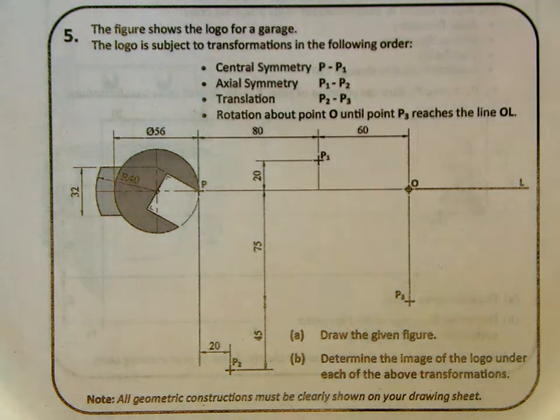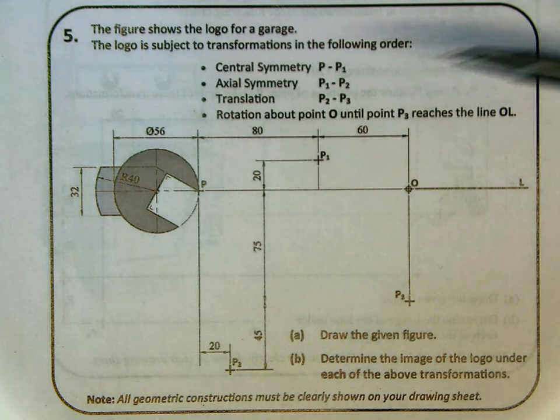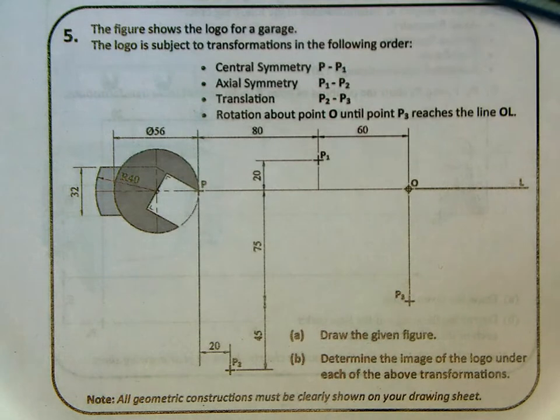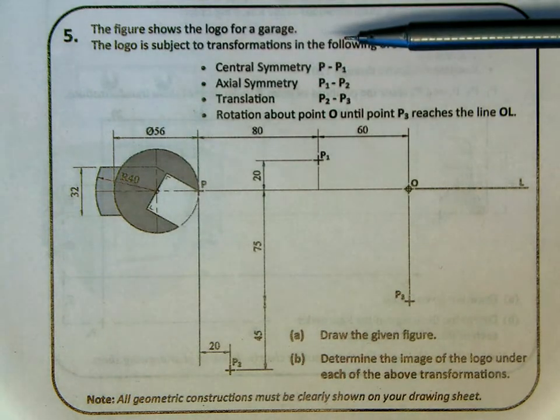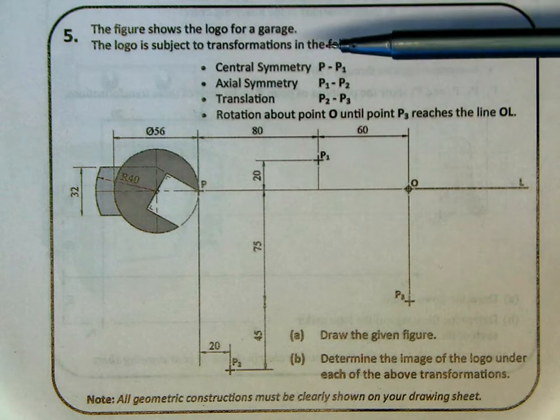Okay, so we are looking at the 2017 Transformation Geometry question, question 5. So the first thing we're going to do here is read the question before we get started. The figure shows the logo for a garage. The logo is subject to transformations in the following order. So this is important. We need to follow these step by step.